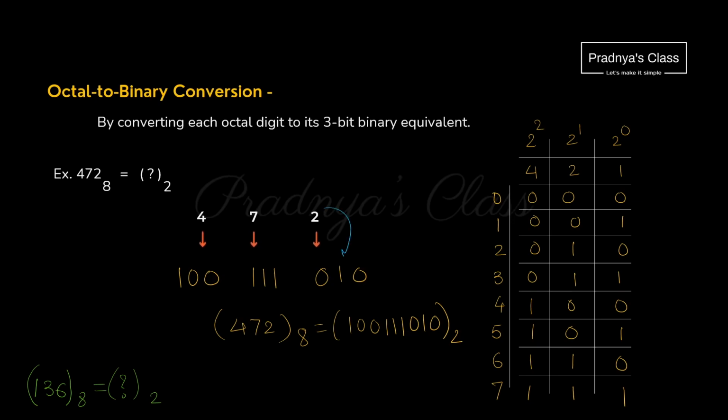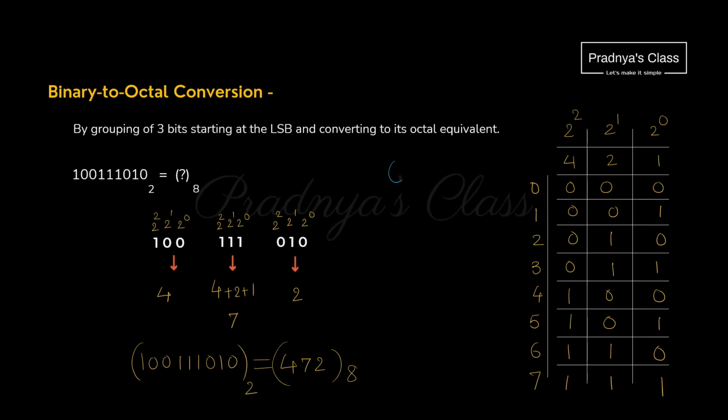So write the binary equivalent for 2, 7 and 4. Here is the final answer. Here is one question for practice. Give it a try. We just understood how to do octal to binary. Then why not understand the reverse of it?